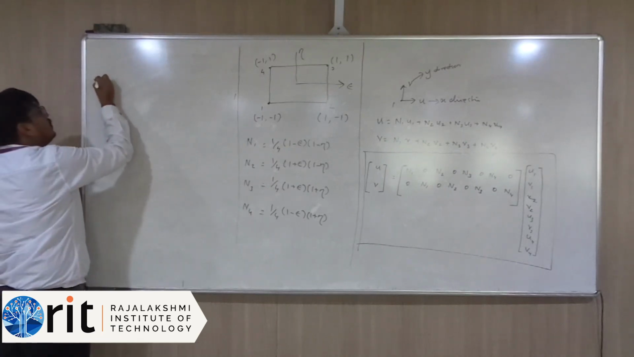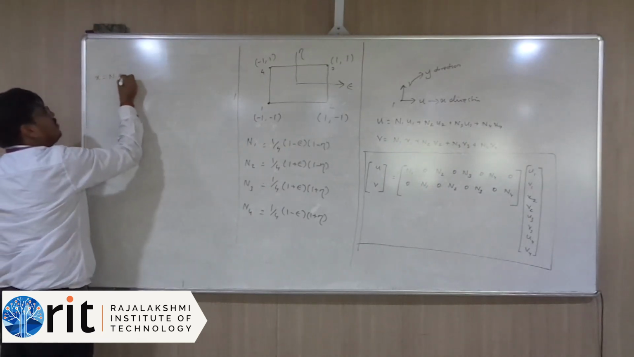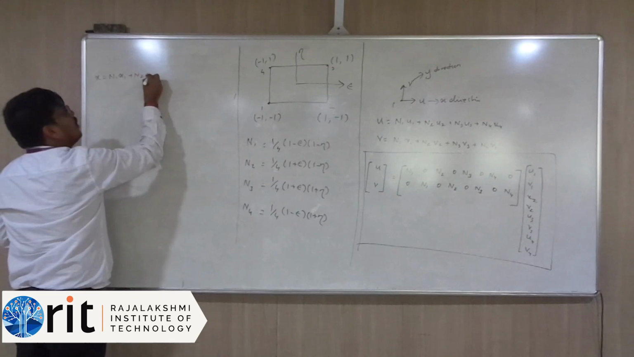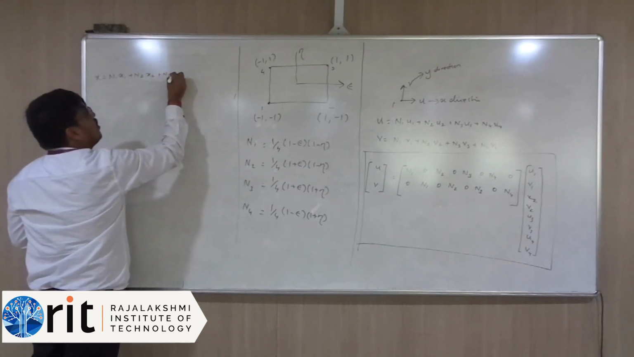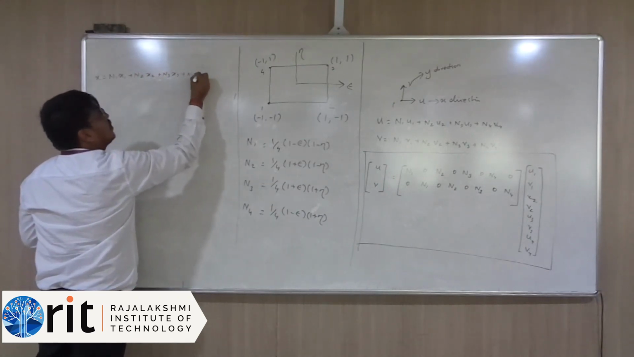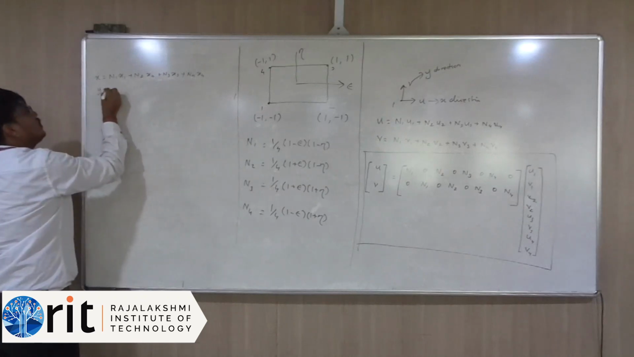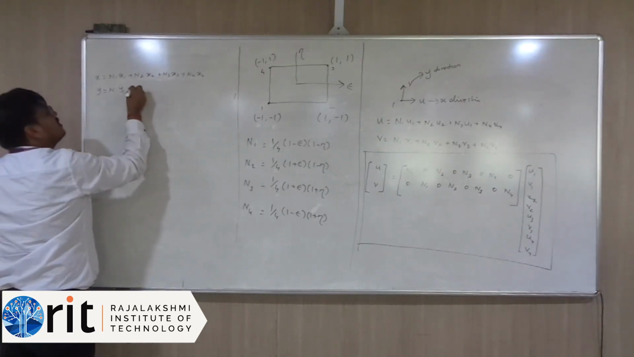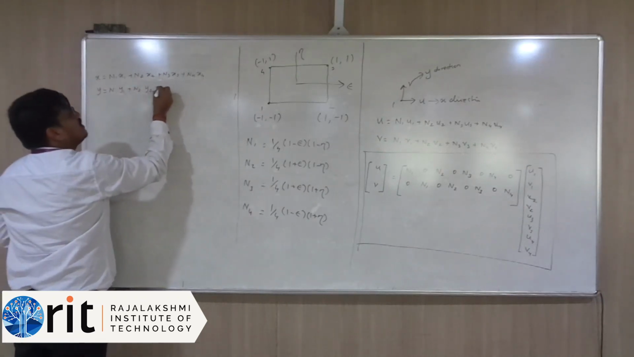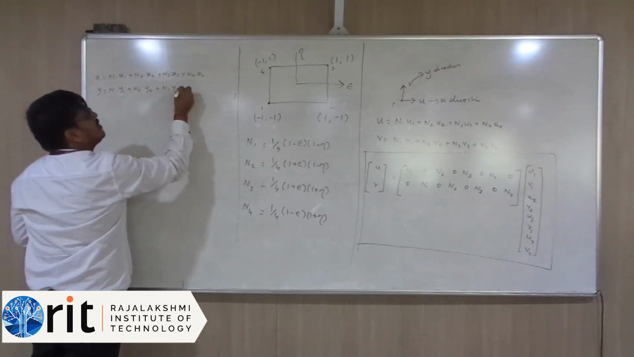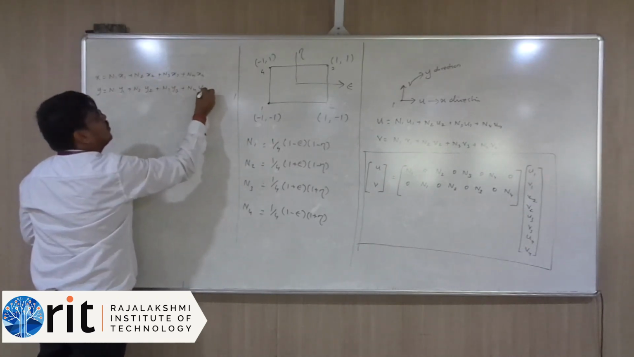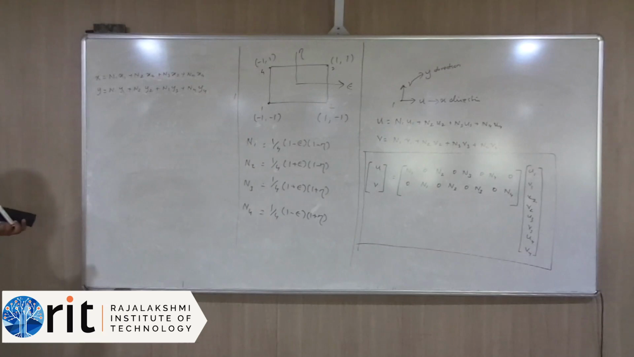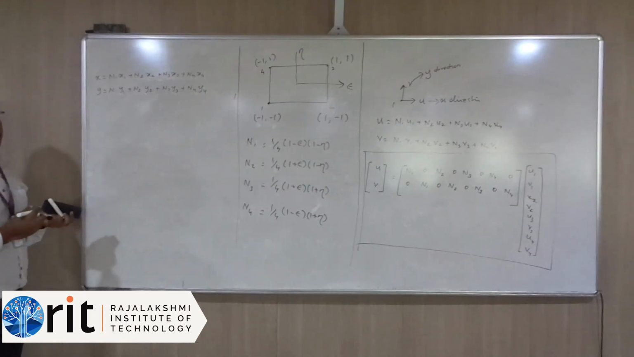x equal to n1 x1 plus n2 x2 plus n3 x3 plus n4 x4. y equal to n1 y1 plus n2 y2 plus n3 y3 plus n4 y4. So this is the format if they ask in the Cartesian format.